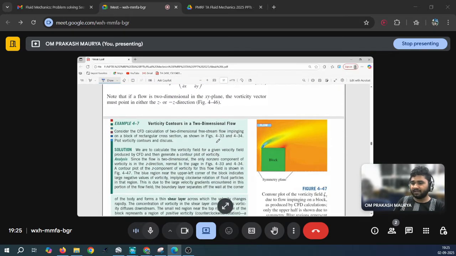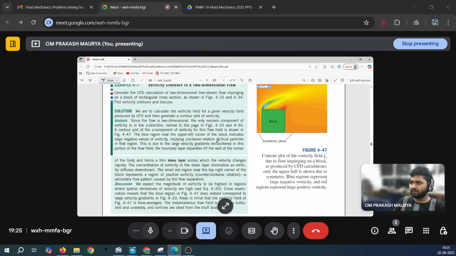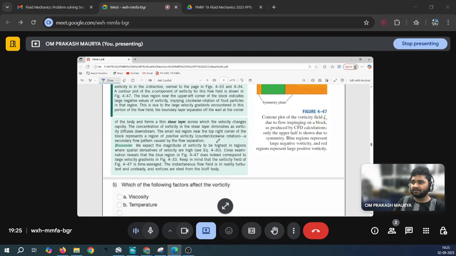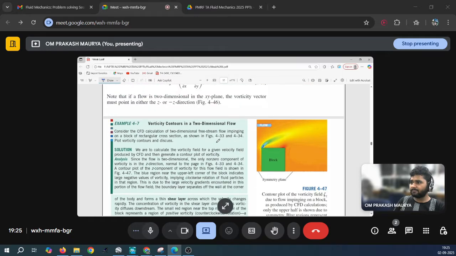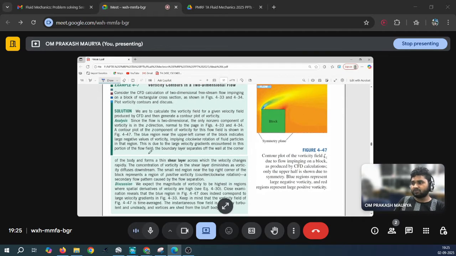Now let us move on to the next question. Here again is one example, the vorticity contour in two-dimensional flow. The question is about the vorticity contour. Once you read this problem and the solution, you will find it very easily.